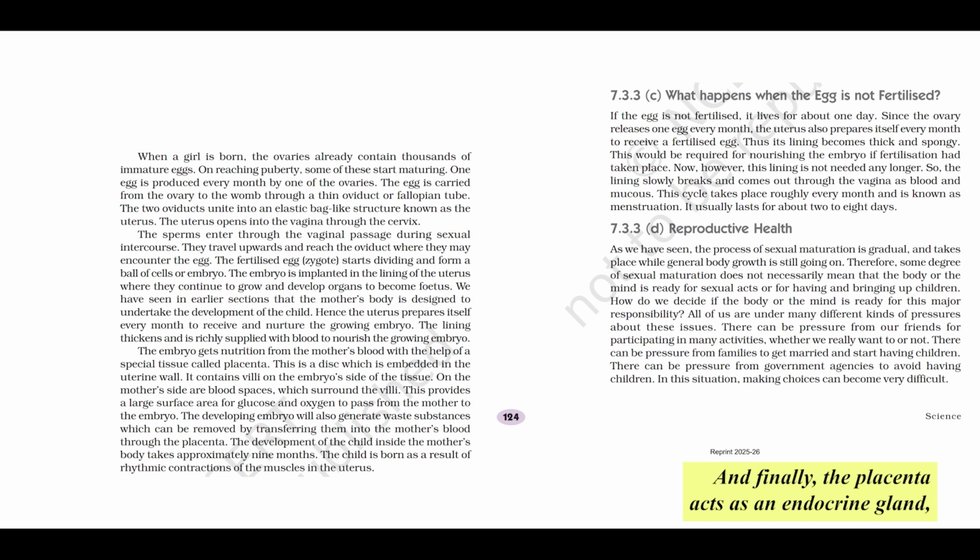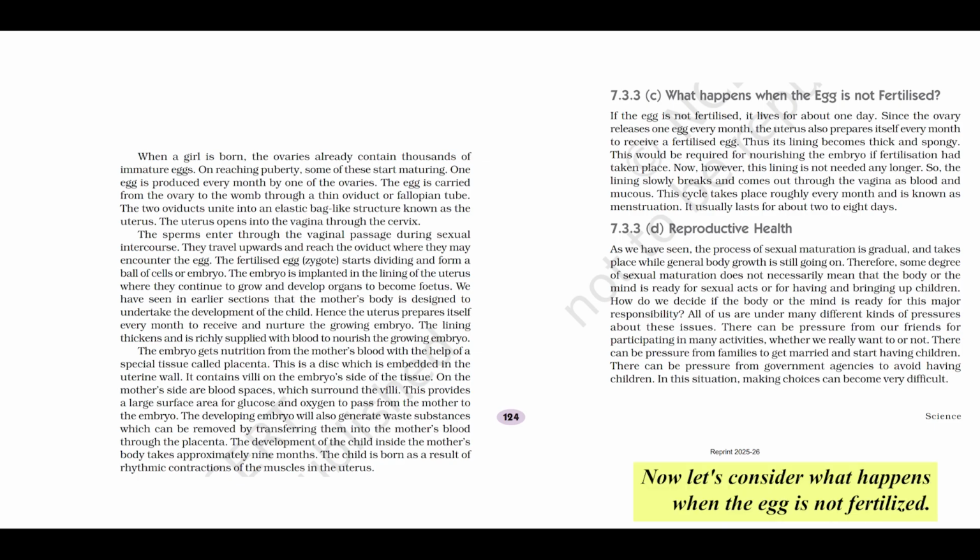And finally, the placenta acts as an endocrine gland, producing hormones like progesterone, crucial for maintaining pregnancy. So it handles respiration, nutrition, excretion, and hormone production for the fetus. Wow, the placenta does a lot. Respiration, nutrition, excretion, hormones. It really does.